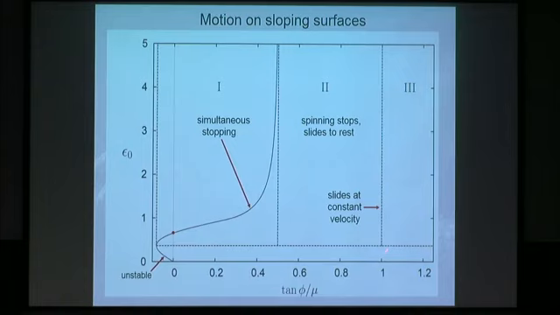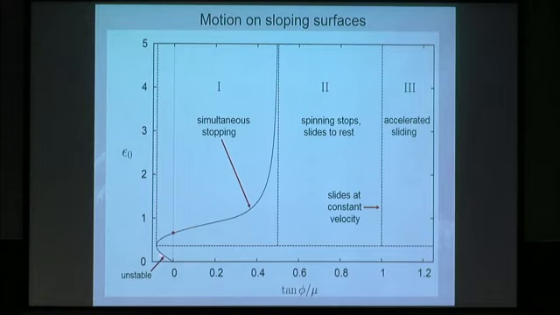At this value of tan phi over mu, even though spinning has stopped, it doesn't slide to rest. It slides at constant velocity. However, in this region, it's too steep. You have accelerated slide, so it just continues to accelerate. And there's this critical turning point value of minus 0.0804. There are no fixed point solutions beyond that.